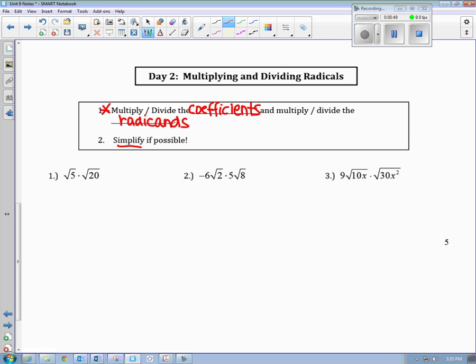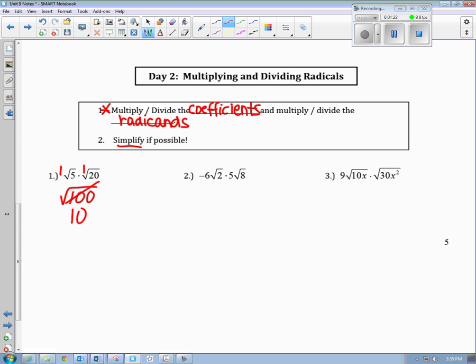So when I'm looking at question number 1, in front of both of these two radicals is technically the number 1, which is why it's not written, because 1 times 1 would just give us 1. So I don't have an outside number or coefficient for either of those that I need to multiply. But I can do the 5 times 20, which is going to give me radical 100. And because both the 5 and the 20 are under the radical, the product of them, the 100, is under the radical as well. And then I'm going to simplify, and we know that the square root of 100 is 10.